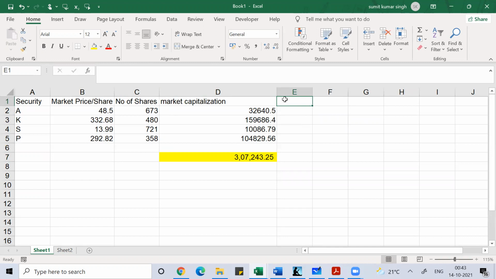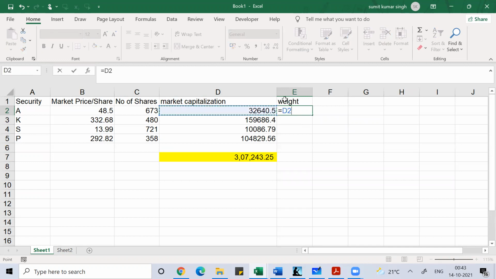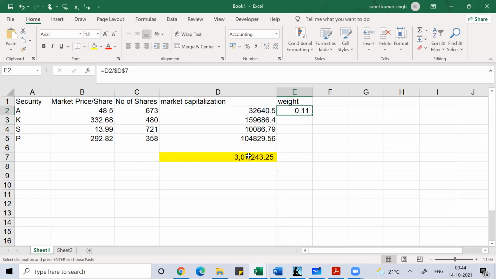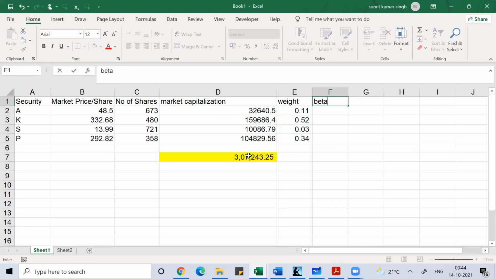Then weight. So if I want to find the weight, divide this by this, and fix this cell F4. Once you get the weight, you can multiply the weight with the beta.